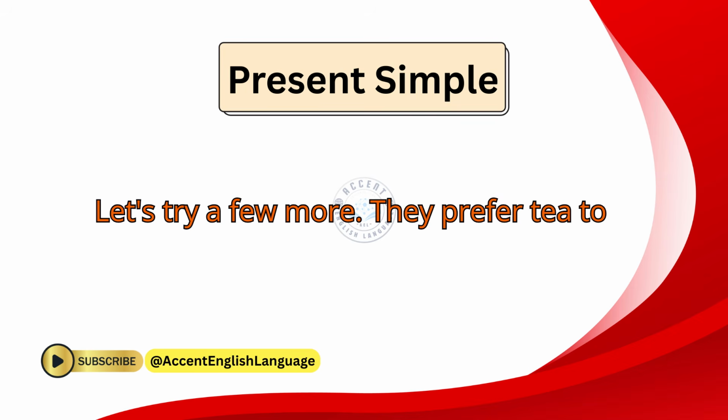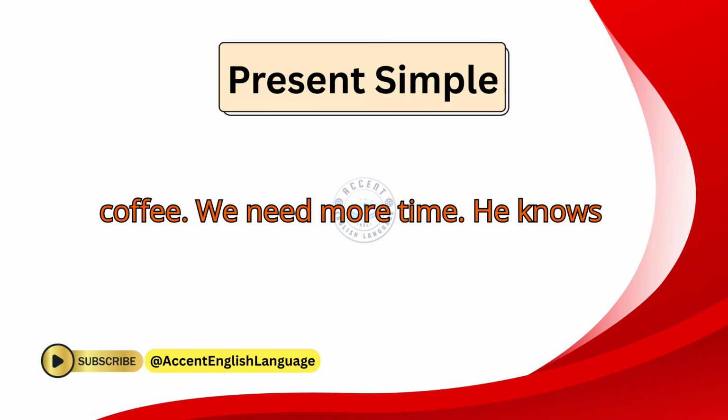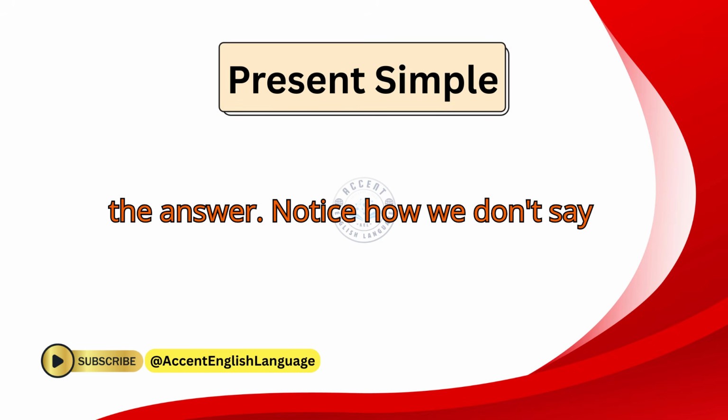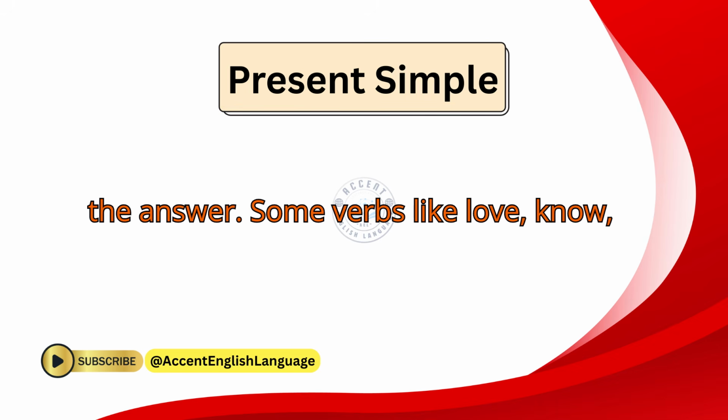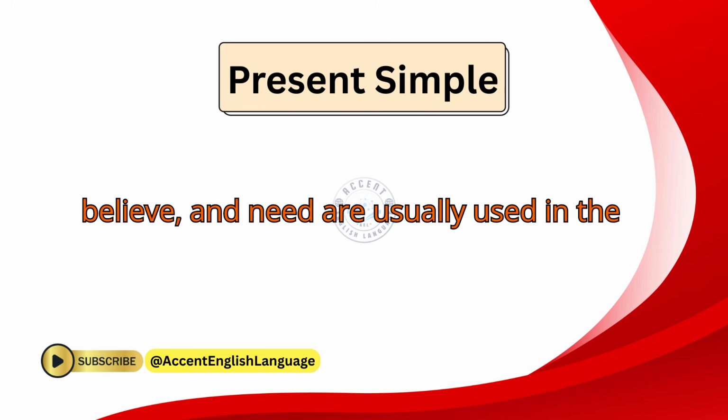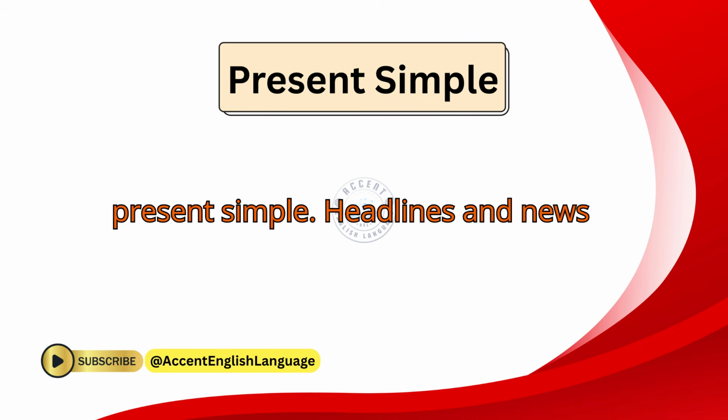Let's try a few more. They prefer tea to coffee. We need more time. He knows the answer. Notice how we don't say, I am loving chocolate or he is knowing the answer. Some verbs like love, know, believe, and need are usually used in the present simple.